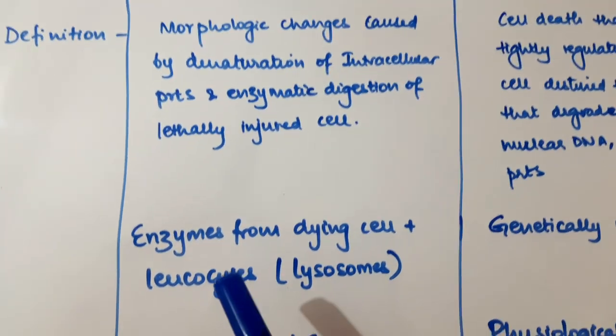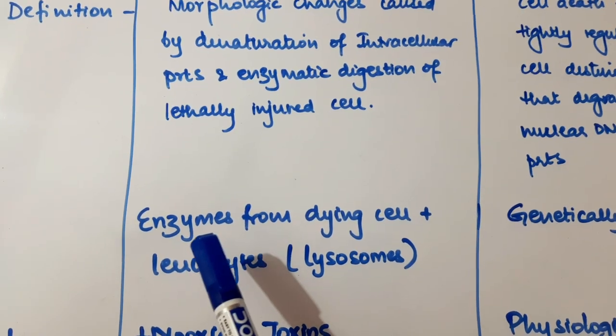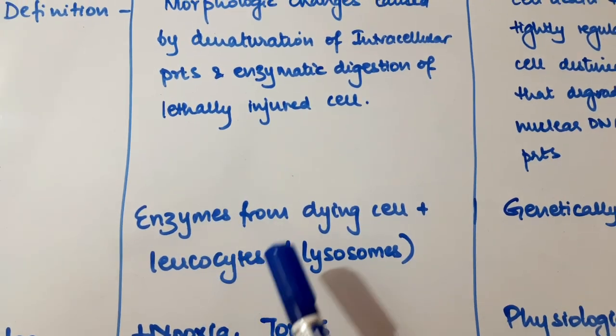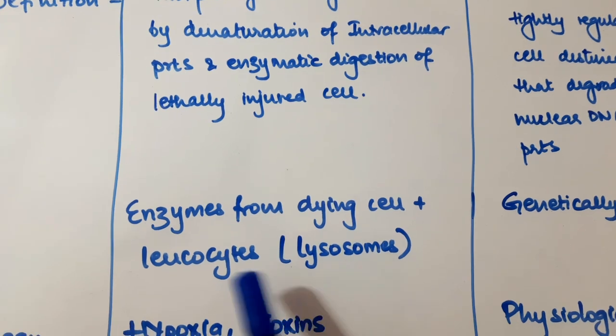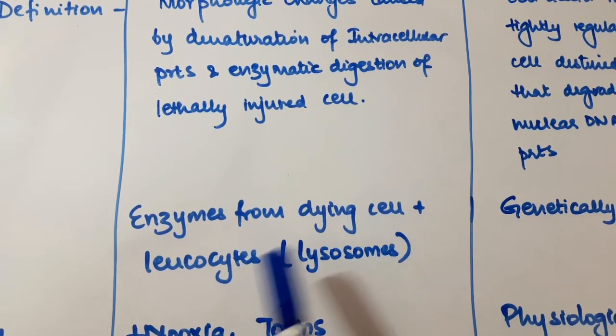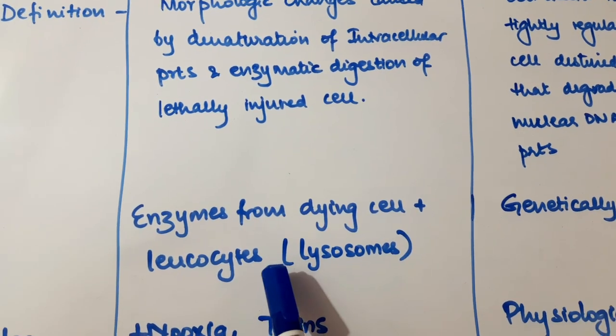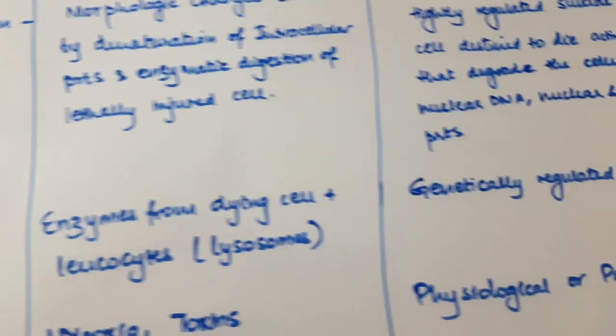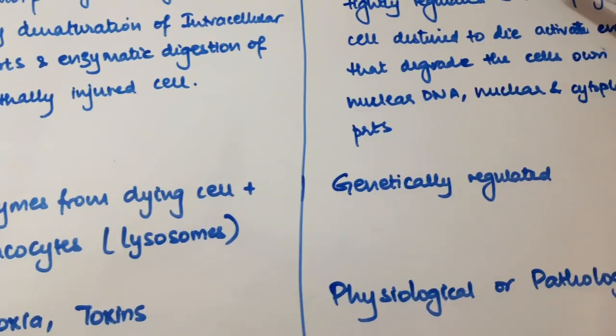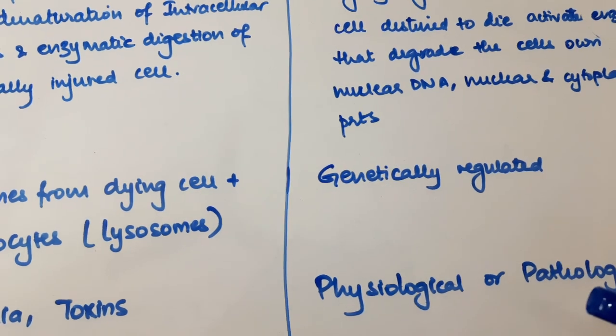In necrosis, the destructive enzymes which digest the cell come from the lysosomal part of the dying cell itself as well as the leukocytes. Whereas apoptosis is a genetically regulated mechanism.